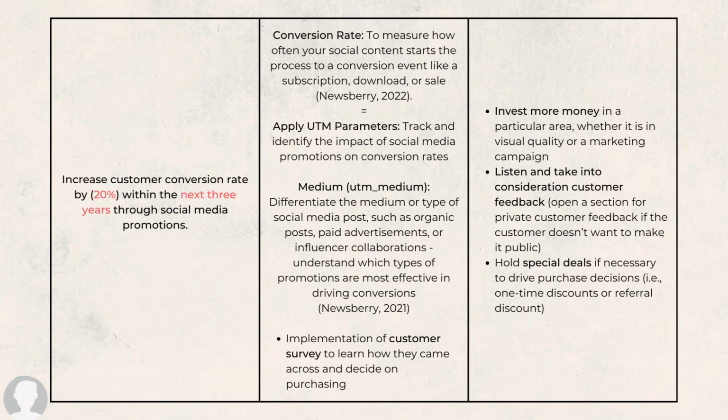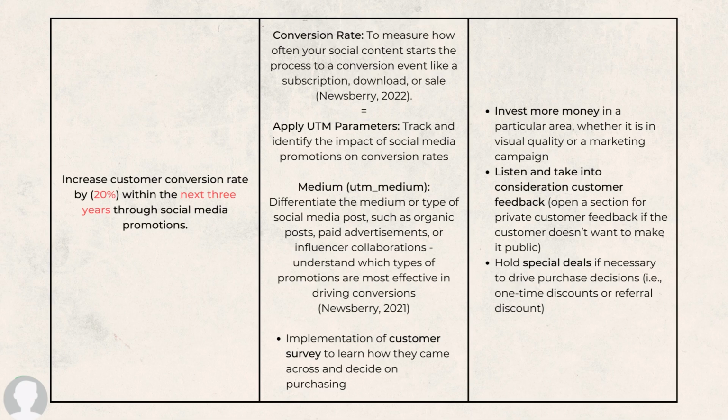The second objective focuses on analyzing the conversion rate. This metric measures how often social media content leads to actions like subscriptions, downloads, and sales. We can employ UTM parameters, particularly the UTM medium, to differentiate between various post categories such as organic posts, paid advertisements, and influencer collaborations. Monitoring the medium helps us identify the most effective promotional strategy for generating conversions.